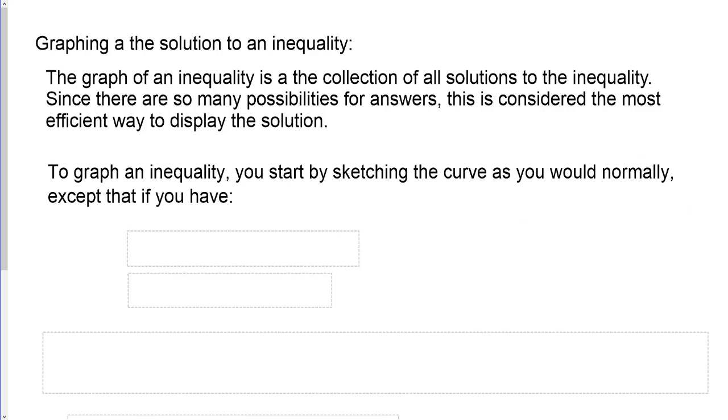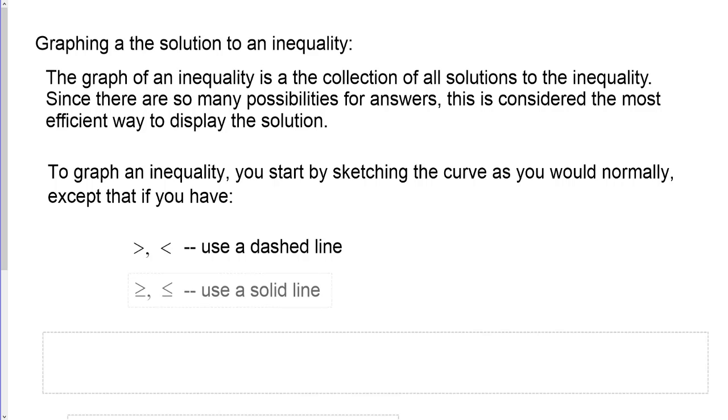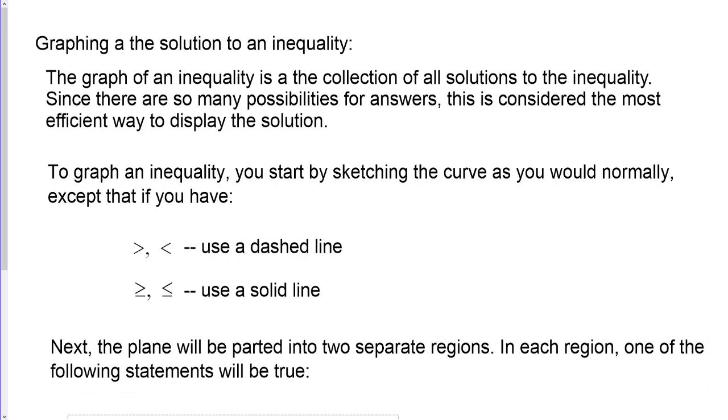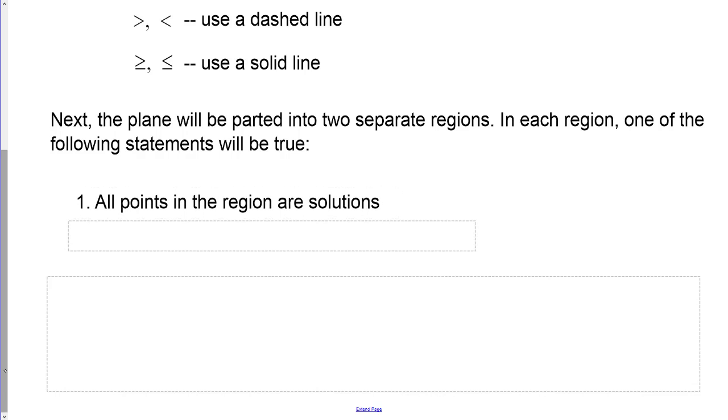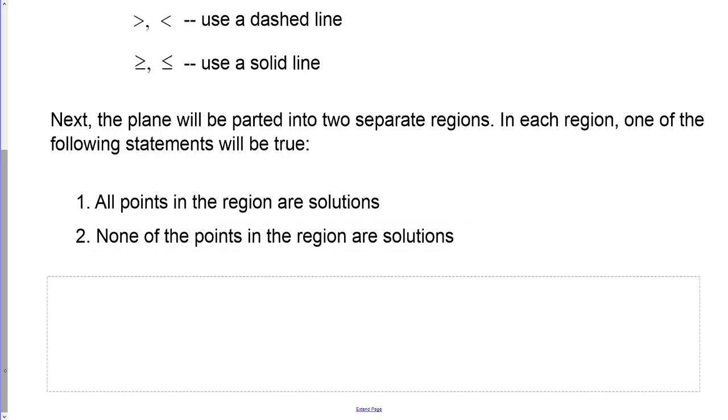To graph an inequality, you start by sketching the curve as you would normally, except that if you have greater than or less than symbols in your inequality, you're going to graph the curve using a dashed line. If you have greater than or equal to or less than or equal to, you're going to graph using a solid line. Next, the plane will be parted into two separate regions. In each region, one of the following statements will be true. All points in the region are solutions, or none of the points in the region are solutions.